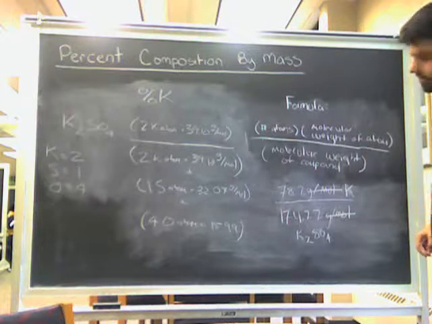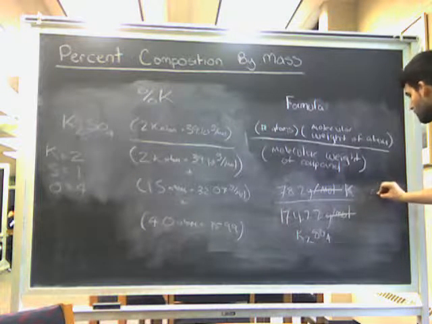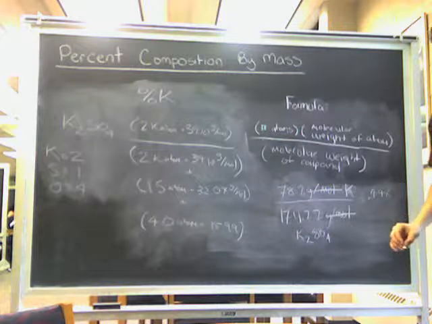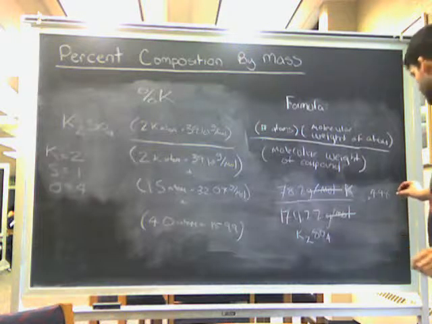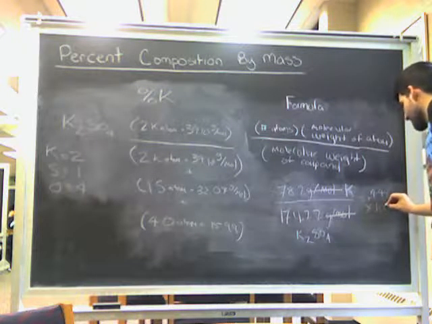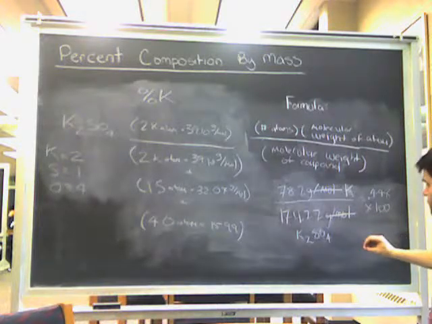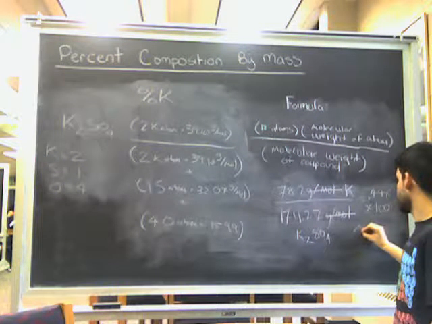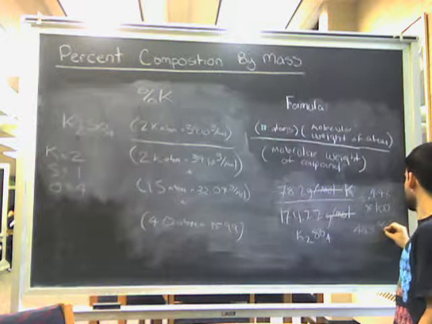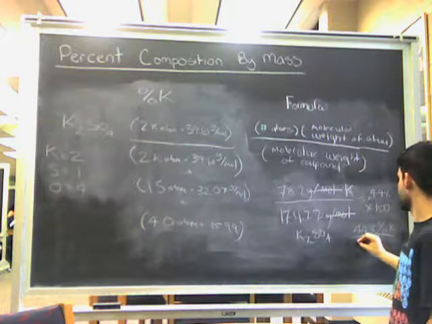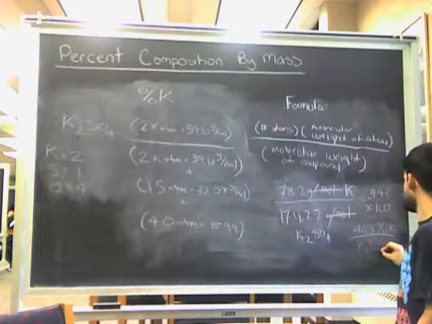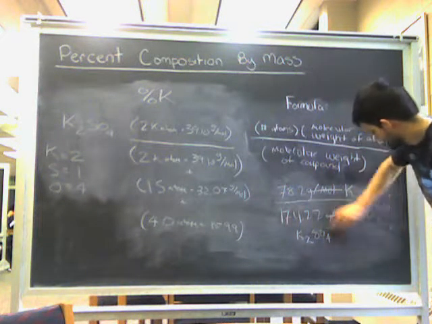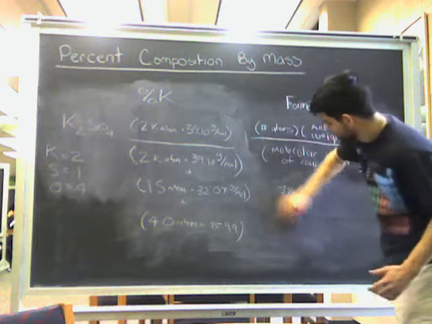So when we do the math, we get 0.448. Now remember, you have to multiply by 100. Percent is a unit, because what we're going to have is a percent of potassium. So we have 44.8% potassium in potassium sulfate. Okay. So let's do one more example. This next example is going to be a little tricky.